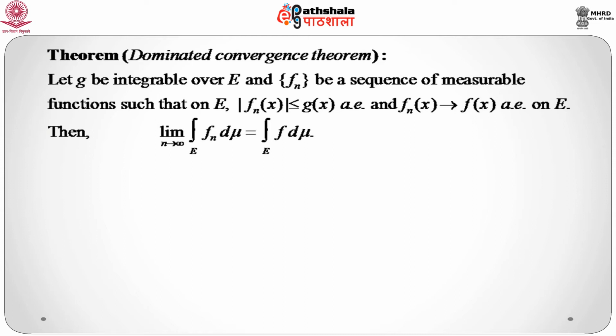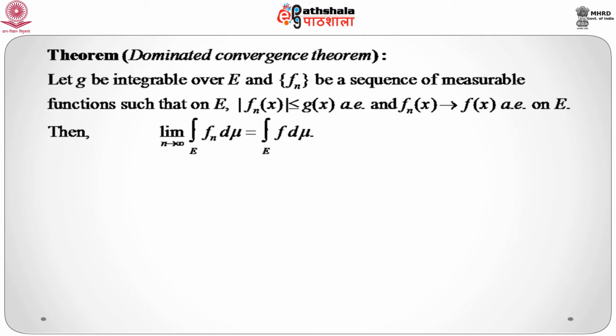Here we assume that g is a function which is integrable over E, and f n is a sequence of measurable functions. Now, remember, here we are not considering whether f n is increasing or not. We are just considering f n to be a sequence of measurable functions, but there is one restriction on f n, such that modulus of f n x is less than or equal to g x almost everywhere. That means f n x is always bounded by g x almost everywhere on E, and f n x converges to f x almost everywhere on E.